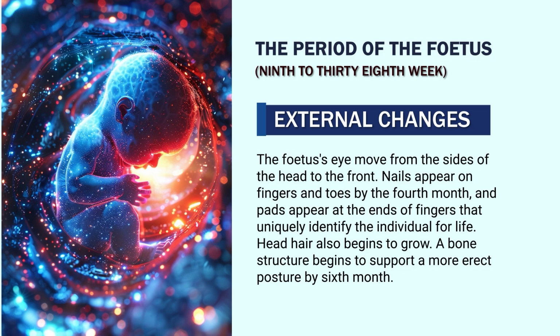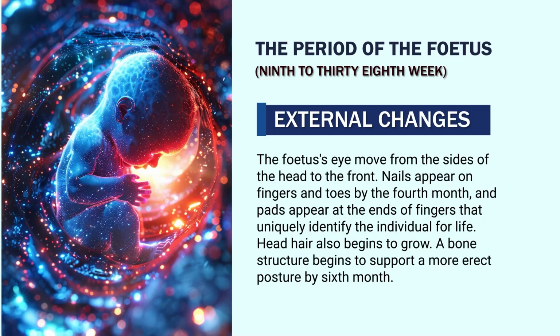Now nails appear on the fingers and toes by the 4th month, and the pads that were looking like paddles, at the ends of the fingers and toes, uniquely identify the individual for life. So towards the end of the 4th month, we have the fingernails and toenails developing, and they start becoming a life form. The head hair also begins to grow, but it is definitely scanty, and you cannot expect fully grown hair by that time. The bone structure also begins to support a more erect posture by the 6th month. So all this happens during the 9th to the 38th week.